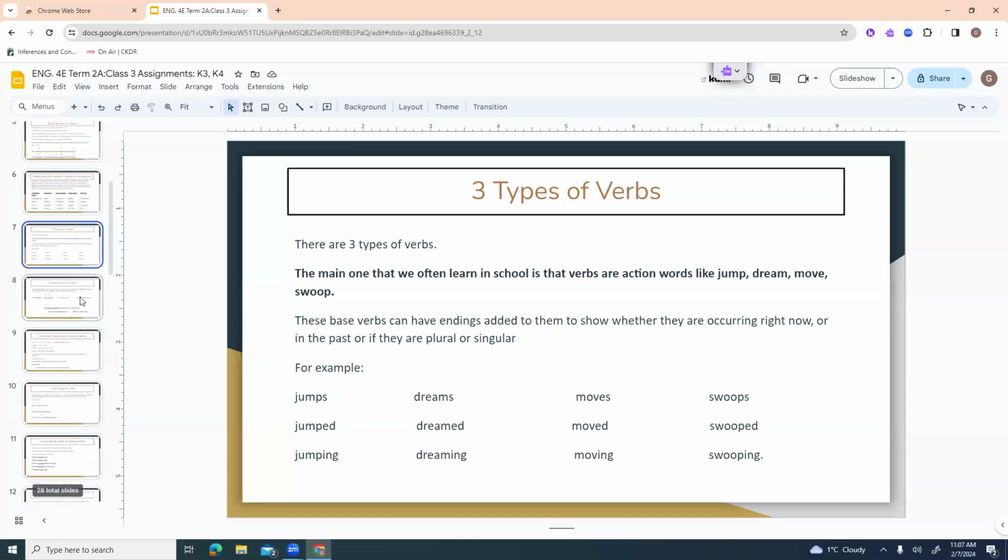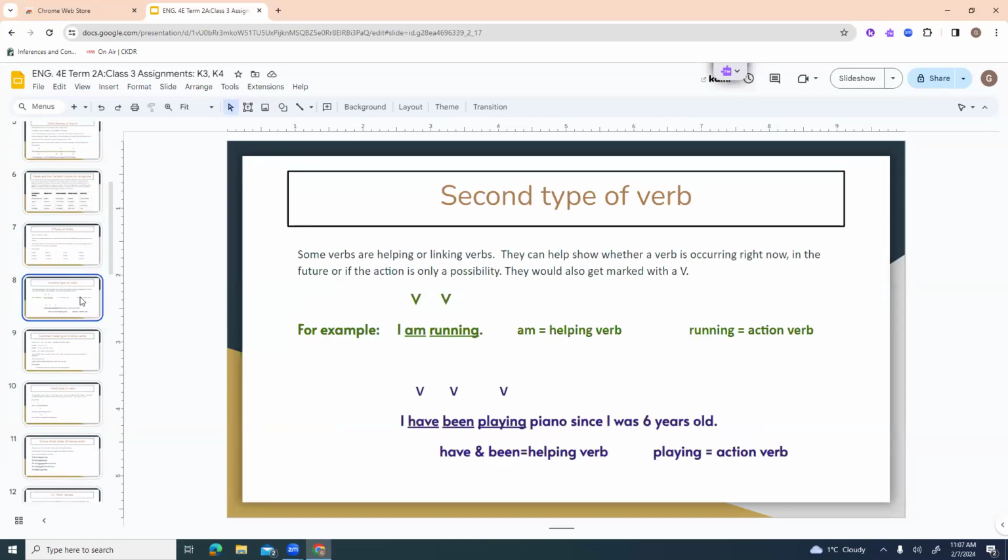Right. So the second type of verb are verbs that are helping or linking verbs. And often they help show whether a verb is occurring right now or in the future, or if maybe the action is only a possibility. And these would get marked with a V as well. So for example, if I say, I am running, we all recognize running as a verb, but am is a helper verb. So it has to be labeled as well.